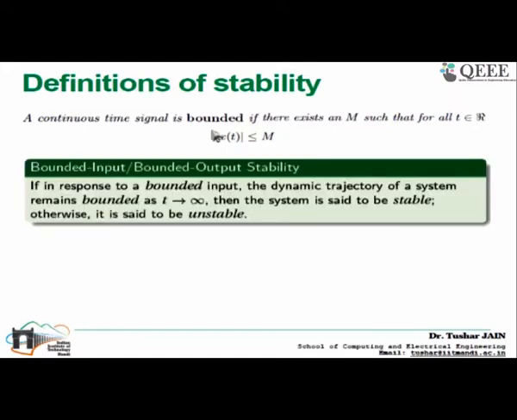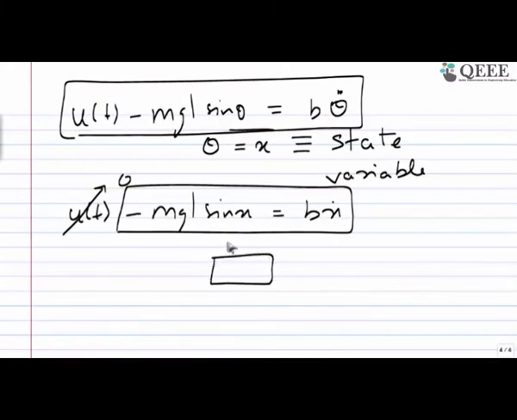Now the bounded input bounded output stability: if in response to a bounded input, the dynamic trajectory of a system remains bounded as t tends to infinity, then the system is said to be stable, otherwise it is said to be unstable. I have a system, I have a signal u(t), the input, and y(t), the output. If I give a bounded input which satisfies this bounded criterion to this system, and my output stays bounded, then I have bounded input bounded output stability.